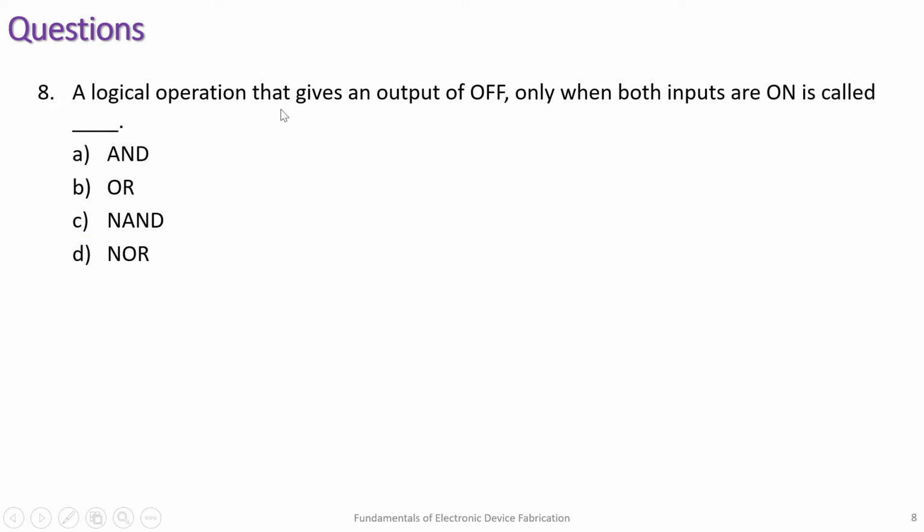A logical operation that gives an output of off when both inputs are on is called. So there are AND gates, OR gates, NAND gates, etc. Right? So which of these will give off when both inputs are on?